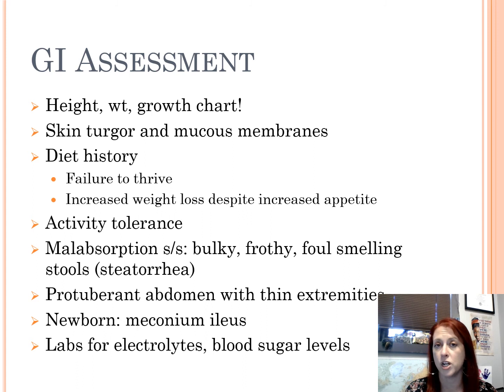And then the malabsorption of their fat and their protein can lead to things like steatorrhea, which are the kind of bulky, foul-smelling stools because of that high fat content that can happen in them. They get the big bellies with the thin extremities, like I talked about. In the newborn, one of the earliest warning signs of this, the baby that's just born, could be a meconium ileus, where they don't have that first bowel movement that they're supposed to have. That's within the first 24, 48 hours for baby. And then labs for electrolytes and blood sugar levels may be altered for this kiddo.